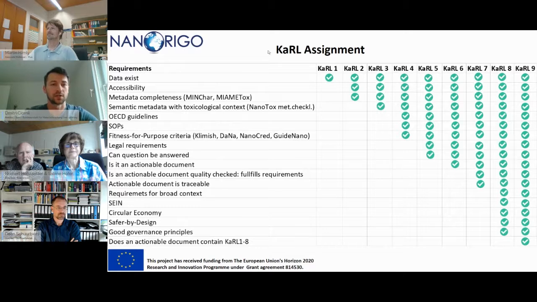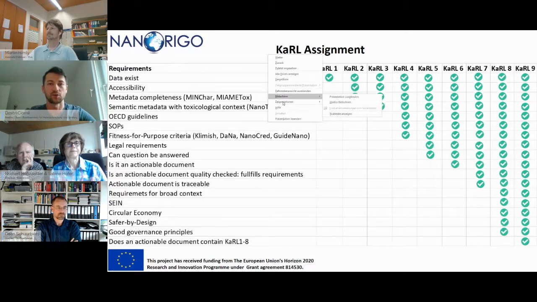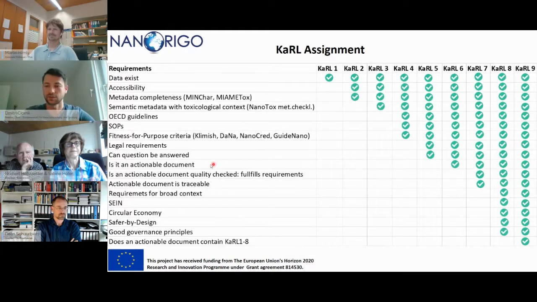And following directly KaRL 5, the question is, third party presented now a short report on toxicological effects of titanium dioxide over a period of 20 years. So now you could easily guess what KaRL this could be.